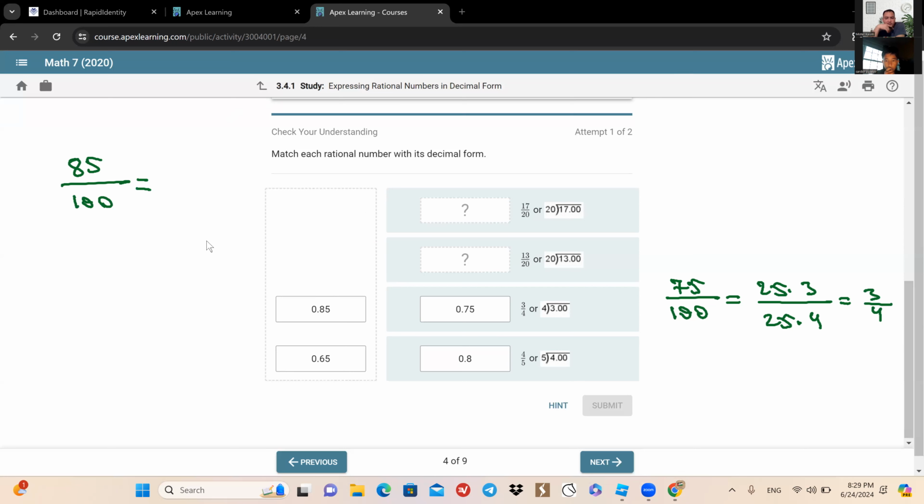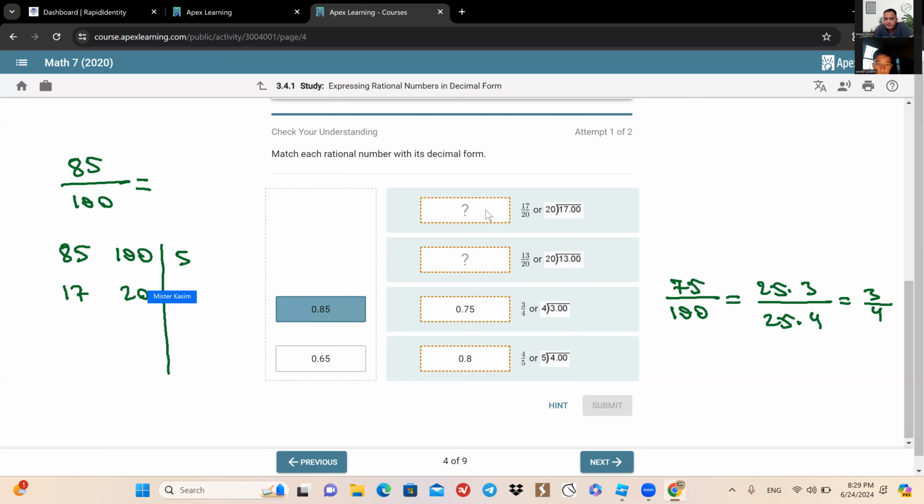How do we find the highest common factor, Sardar? Do you know how to find it? Write the numbers next to each other and draw a vertical line, dividing by a prime number. It's not divisible by 2, not divisible by 3. Both numbers are divisible by 5. If you divide by 5, it is 17, and 100 divided by 5 is 20. So this one should be 0.85. Okay, good.